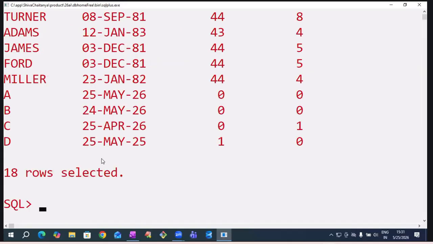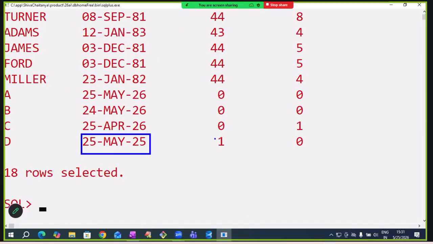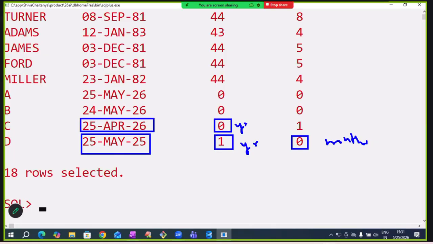Working perfectly. Observe, sir. This employee joined 1 year ago. 1 year, 0 months experience. So till today, exactly 1 year. See here, this is a date 1 month ago. How many years of experience? 0 years. How many months of experience? 1 month experience. This is yesterday's date. 0 years, 0 months experience. Yes, he joined only yesterday.